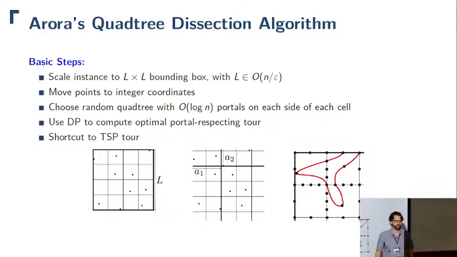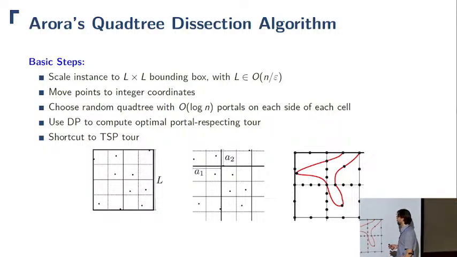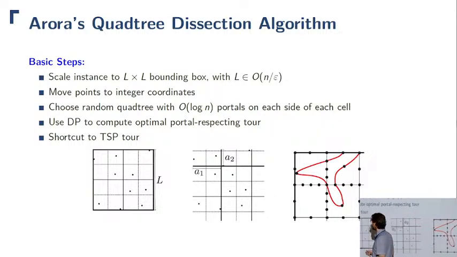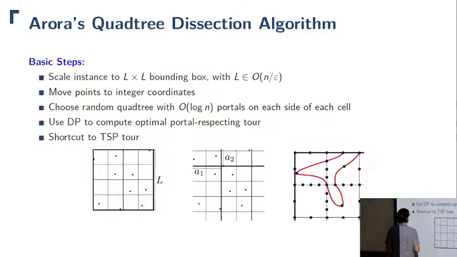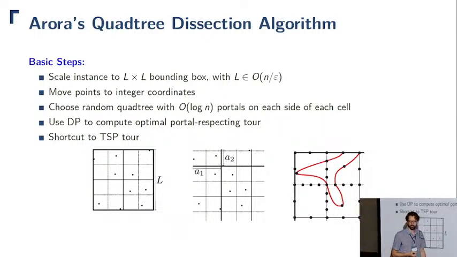So for this talk, I have to review quite a few old results, because otherwise it's hard to explain what the new part is. So our algorithm is building on Arora's quadtree descent. What's the general idea?